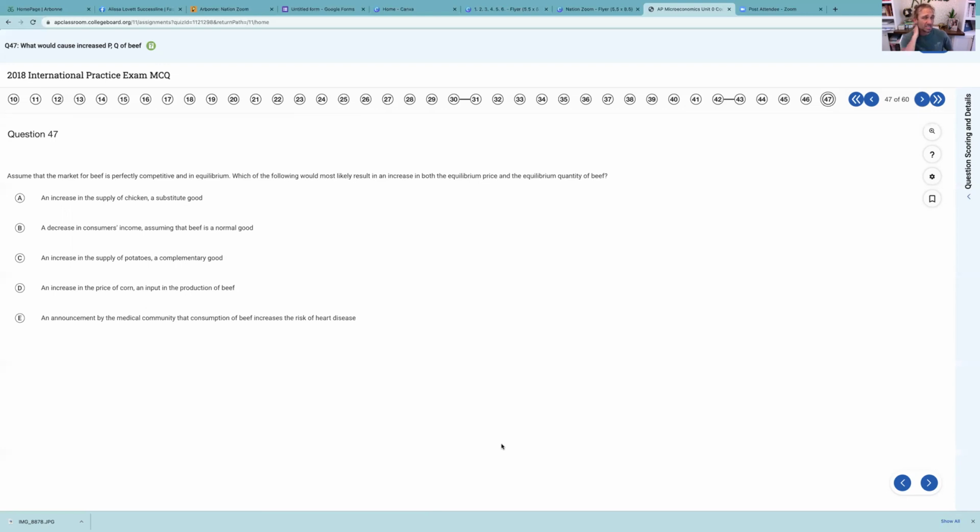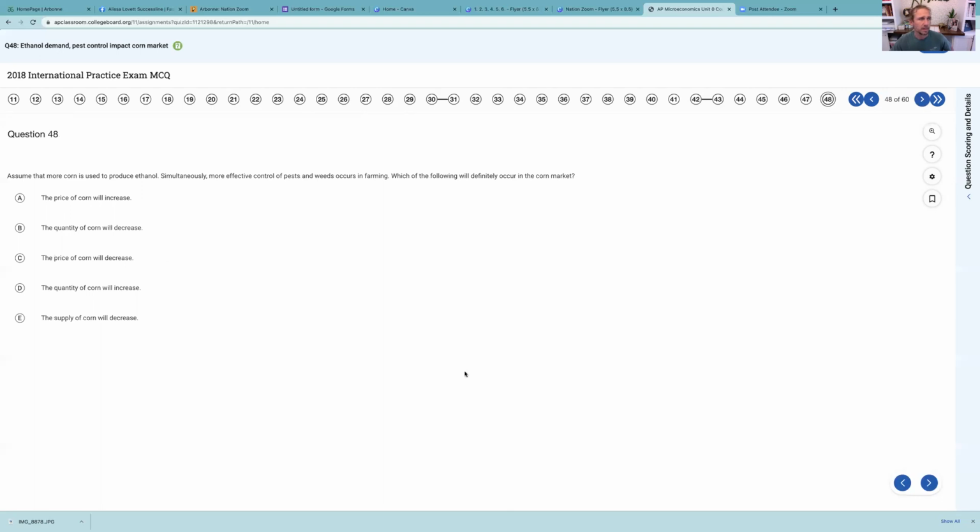C, an increase in the supply of potatoes, a complementary good. Okay, let's think about this. If there's an increase in the supply of potatoes, that drives the price of potatoes down, therefore more people buy potatoes. And if they buy beef with their potatoes, because they're complementary goods, as more people buy potatoes due to the lower price, more people are going to buy beef to go along with their cheaper potatoes, right? So 47, your answer is going to be C.